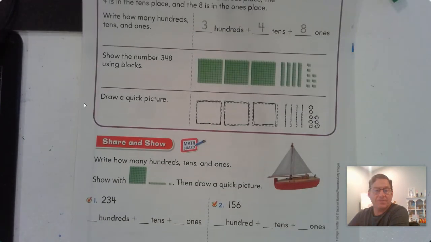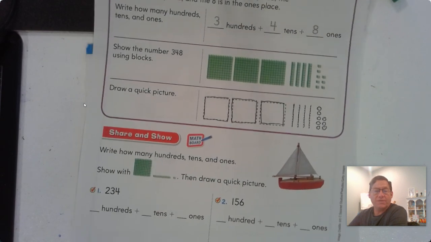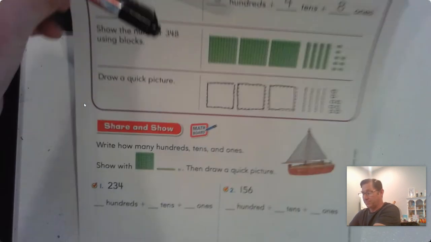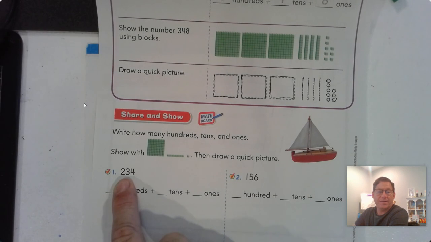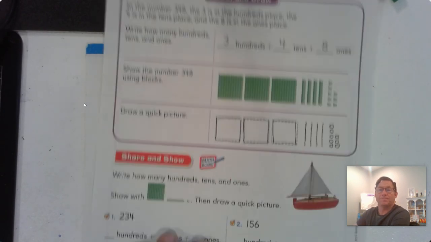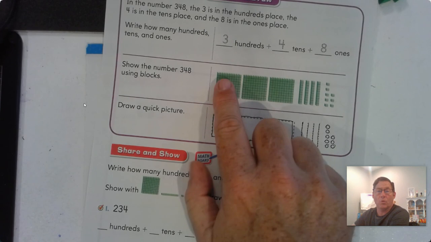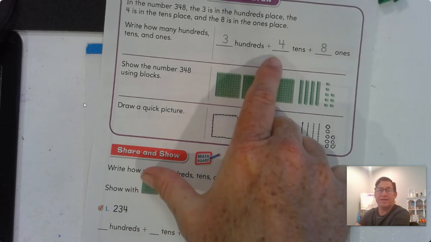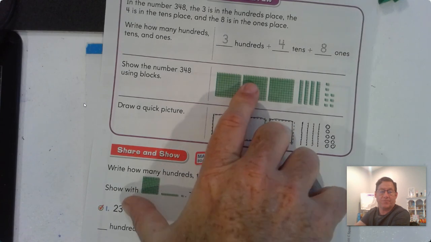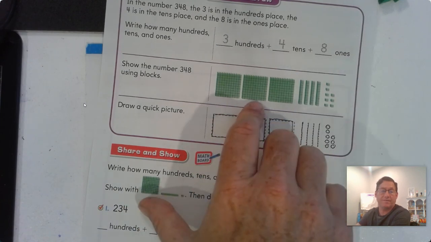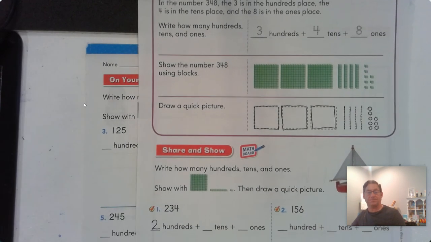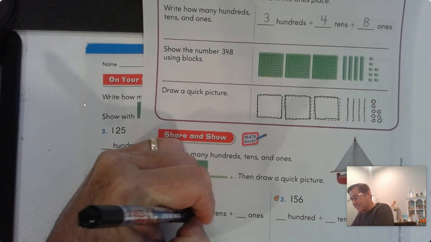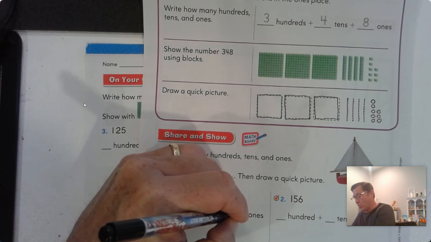All right, so now how about this one? Show using blocks and then draw a quick picture. So we have 234. All right, so let's go back to here. What number's in the hundreds place? The 2. What number's in the tens place? The 3, right? And how many ones? 4. So 2 hundreds, 3 tens, and 4 ones. So what would that look like?